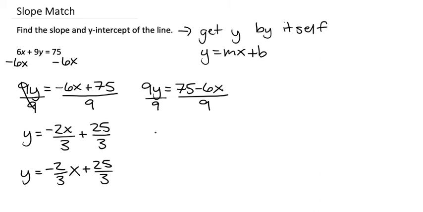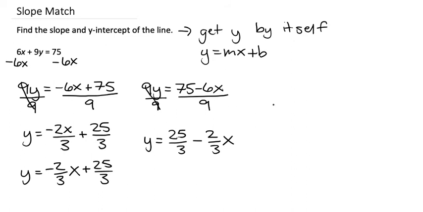Same thing over here. If I simplify this, I would simplify 75 over 9 and get 25 over 3. And 6 over 9, I would get 2 over 3. It's important to know that both of these numbers need to be divided by the 9. So both of these numbers are divided by the 9. And then simplify any fractions that result.